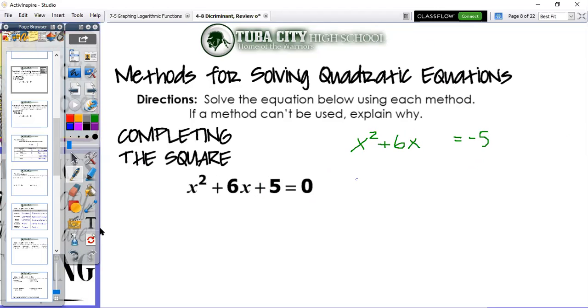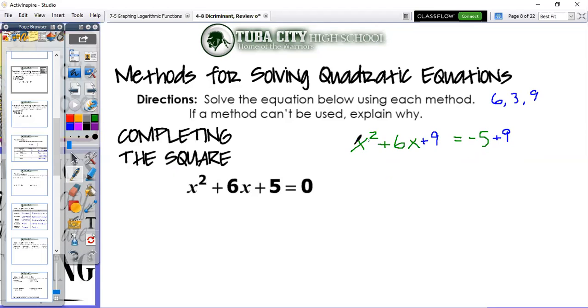So your b value, let's see, where can I put this at? Let's go here. So take it, half it, square it. I'd like to write this out, but I can't write too many things at once. So this means that I need to add 9. And it also means that I would have to add 9 to this side as well to keep it balanced, so that both sides have the same thing going on. So again, it stays balanced.